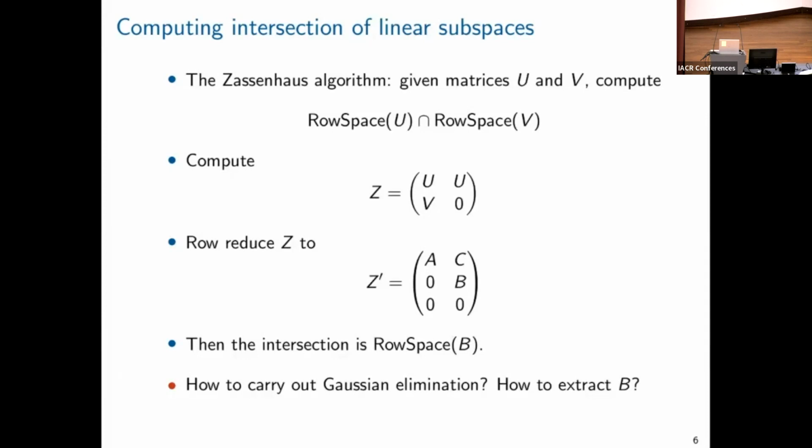But how can we write a constant time implementation for the Zassenhaus algorithm? This is not so trivial if you really consider it. Basically, Gaussian elimination has to be constant time, and also this extraction of B has to be constant time.